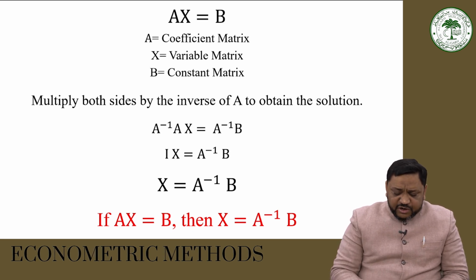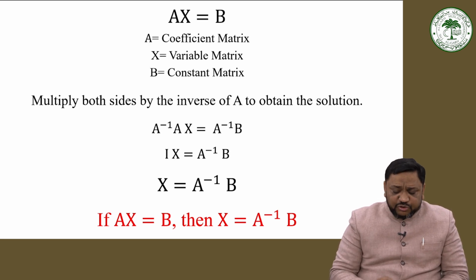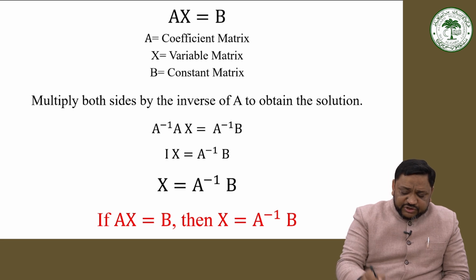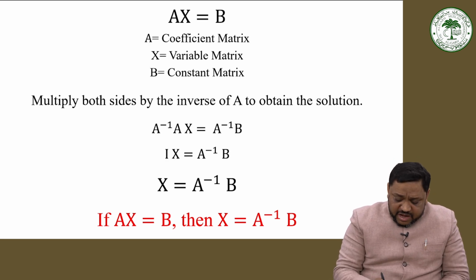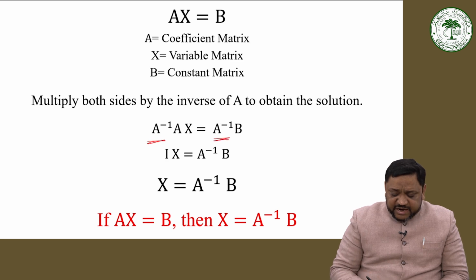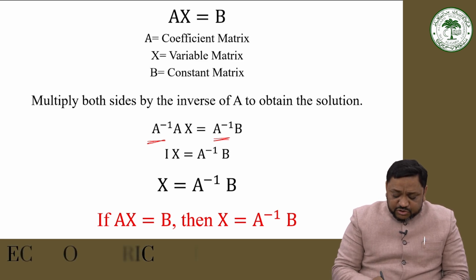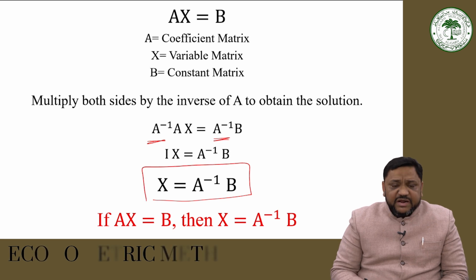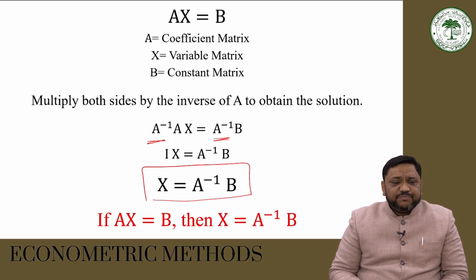What we can do is take the inverse. Multiply both sides by the inverse of A to obtain the solution. So what we have done is take the inverse of the coefficient matrix on the left hand side and also on the right hand side. This becomes an identity matrix. This is equal to A inverse B. So the X matrix, you can finally write as A inverse B.